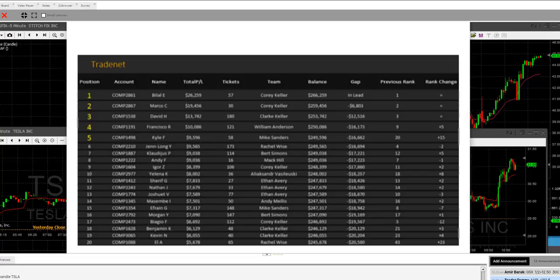Corey Keller has got the top 2 spots right now. Clark Keller, his team has got number 3. William Anderson, number 4, and Mike Sanders, number 5. Again, you can see right here the difference between number 5, 9,500 and 26,000 up on top. Going to have to really make some headway here to chase this leader and to track them down for Bilal. So we're going to go over that.